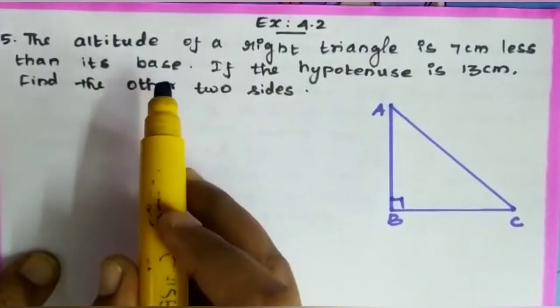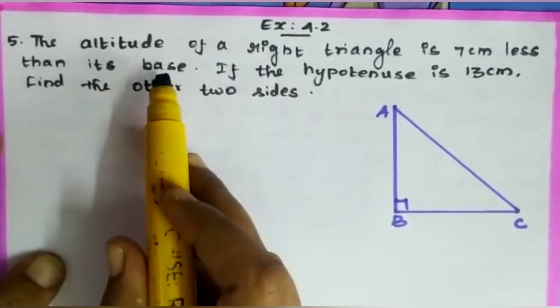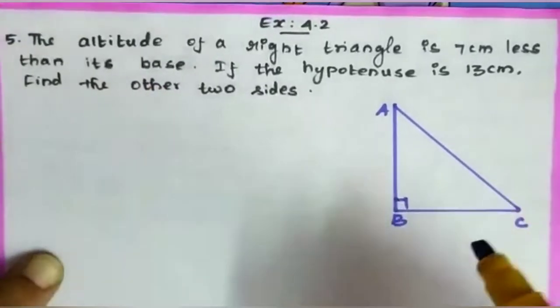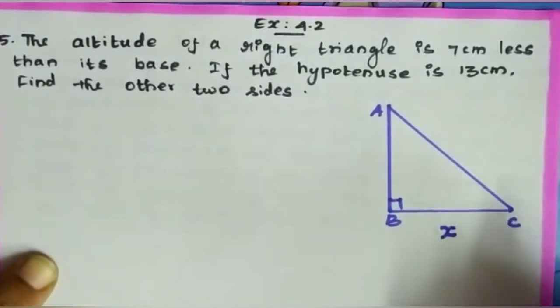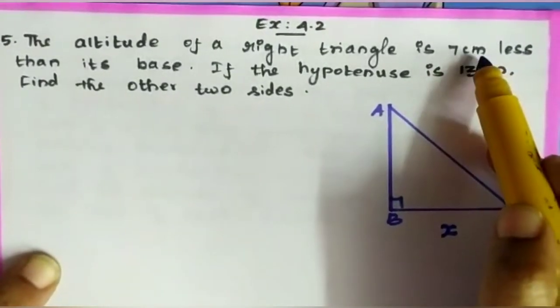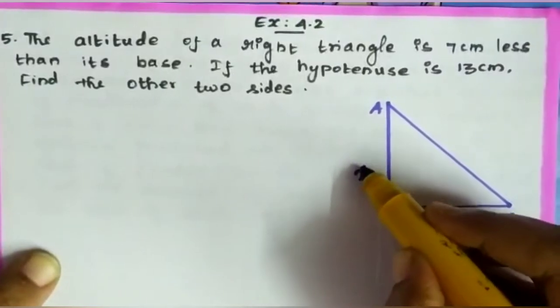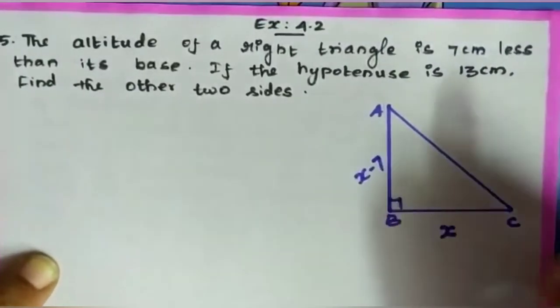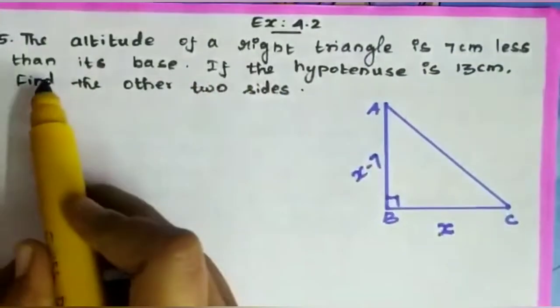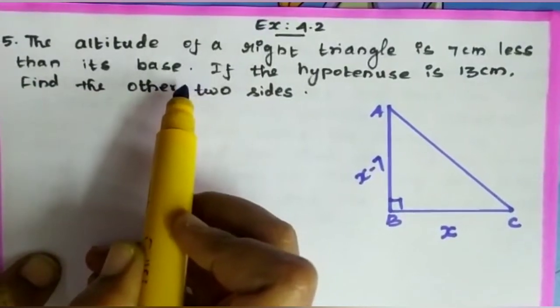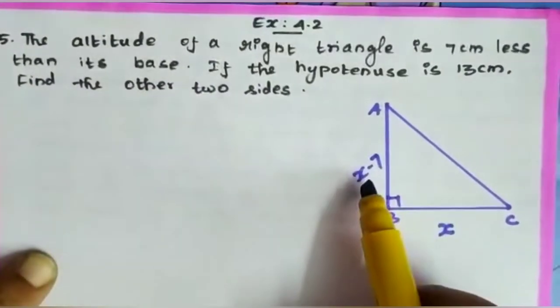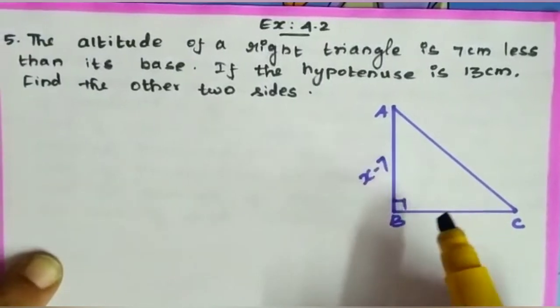So which one do we have to take as x? The base only we have to take as x. If the base is x, then the altitude is 7 centimeter less than its base, so x minus 7.